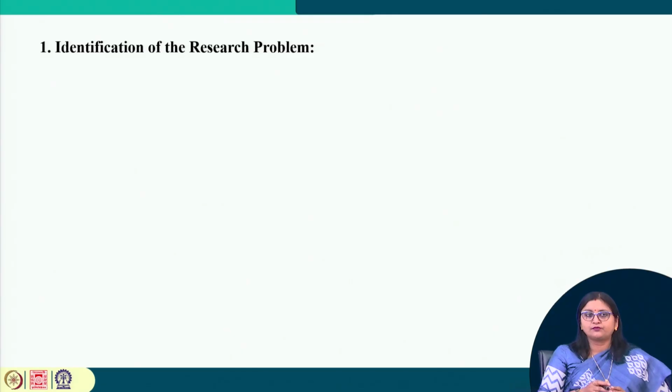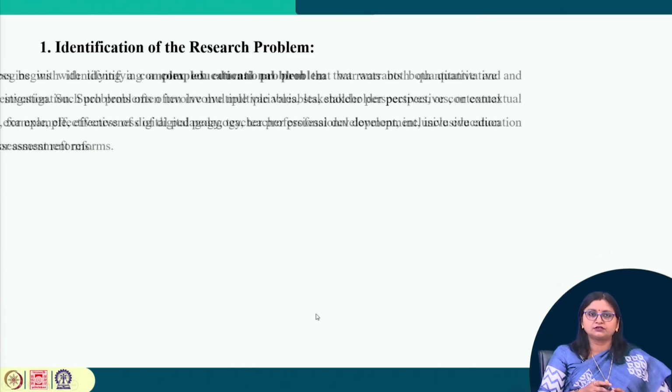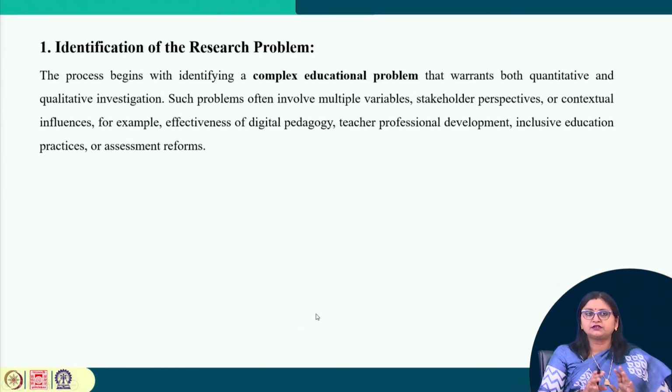We start with step 1, that is identification of the research problem. Every research starts with this point. The process begins with identifying a complex educational problem that warrants both quantitative and qualitative investigation. Such problems often involve multiple variables, stakeholders' perspectives or contextual influences.